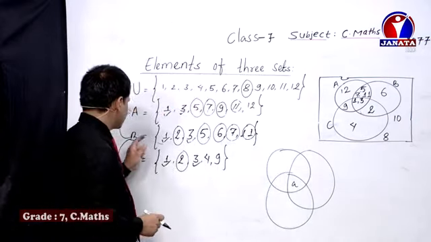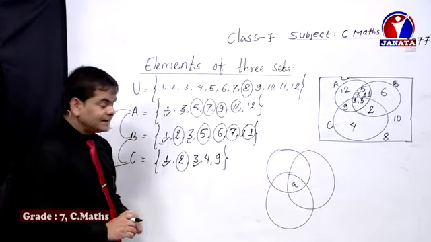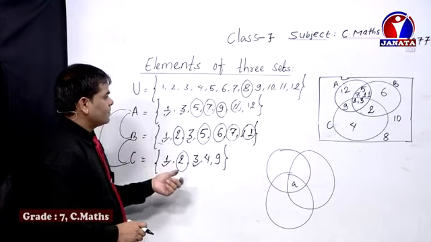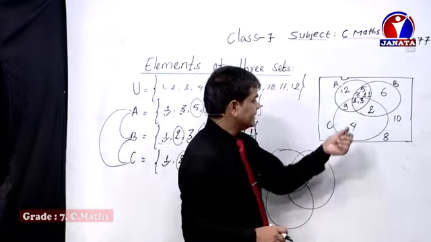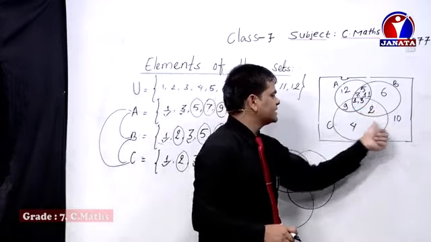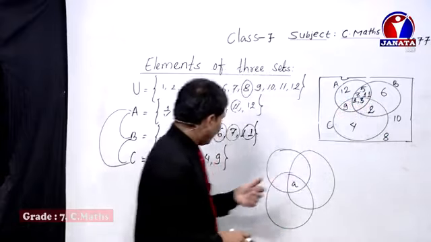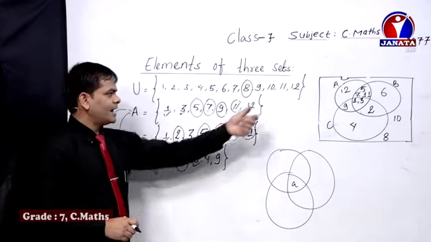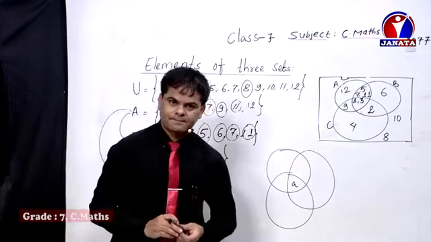Similarly, we need to plot the information of the B and C sets which is common in the area where only B and C, those two circles, intersect. That means this area, where the B circle is here and the C circle is here. So the only element of B and C being common is 2. That's why we have kept 2 in the place where B and C intersect.